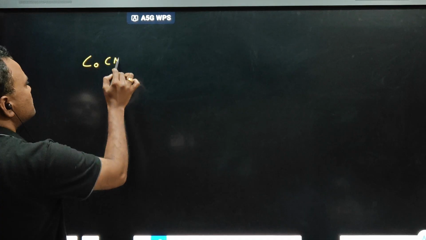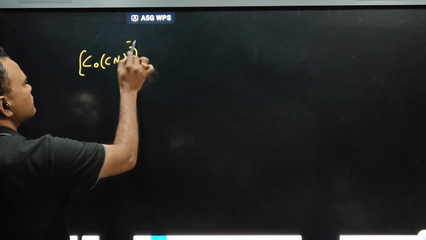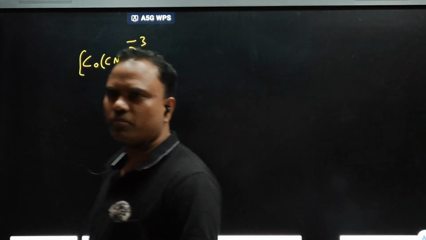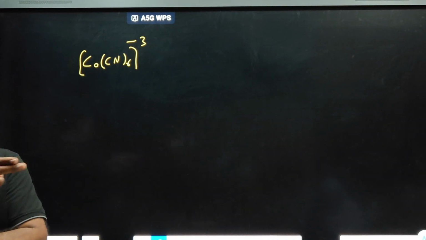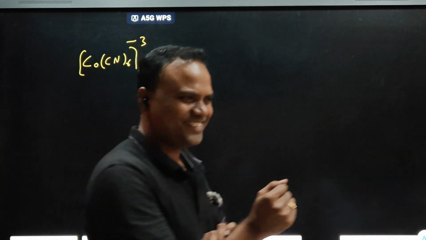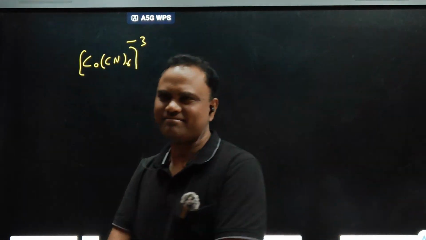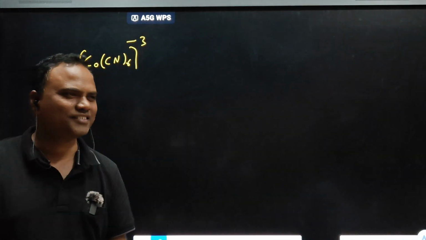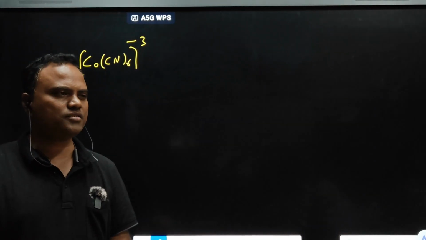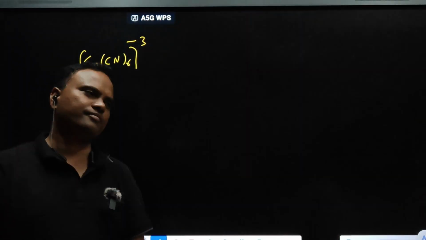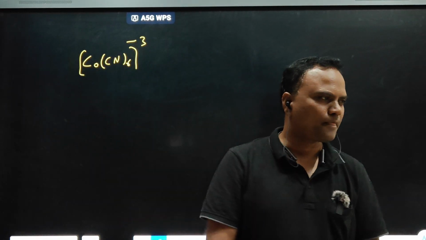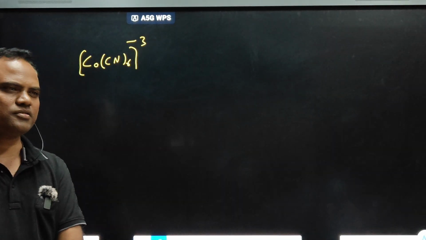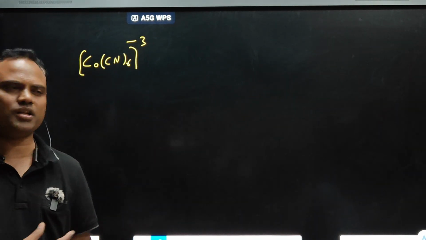Co CN6 minus 3. First of all, say atomic number of cobalt. 27. Oxidation state plus 3. Then write configuration, 4s2 3d7 and remove 3 electrons. Then arrange the orbitals, and how many vacant orbitals we have to arrange.